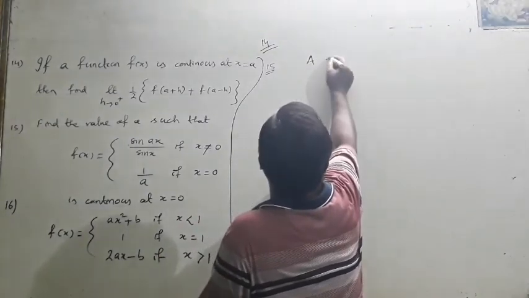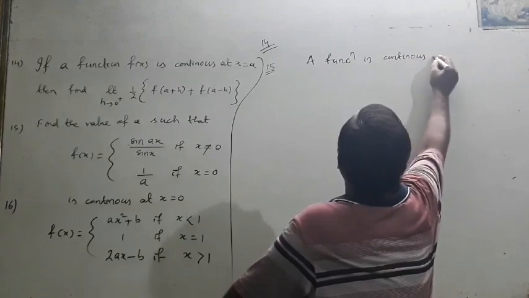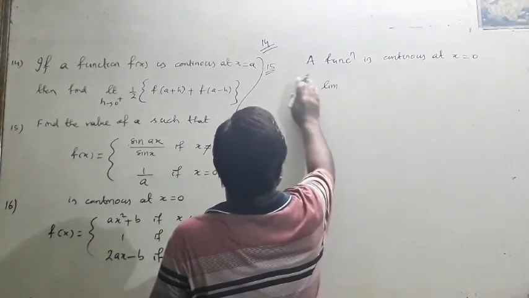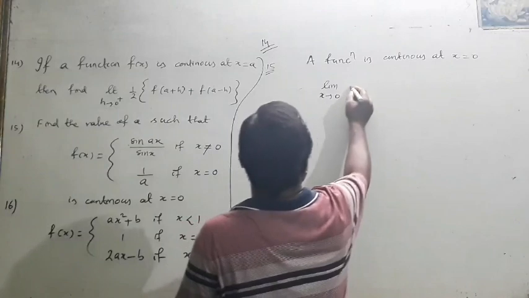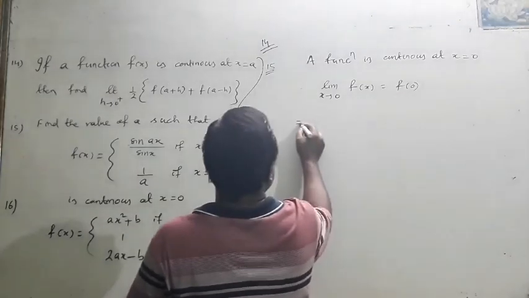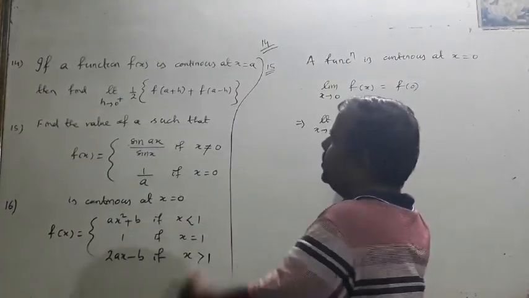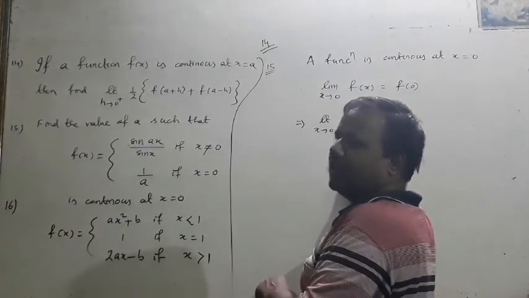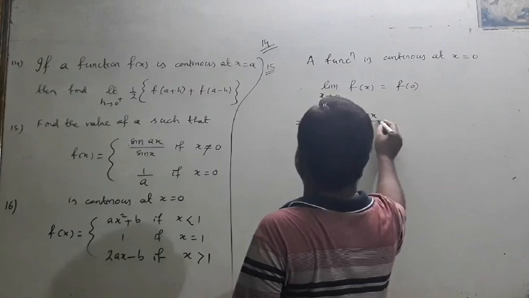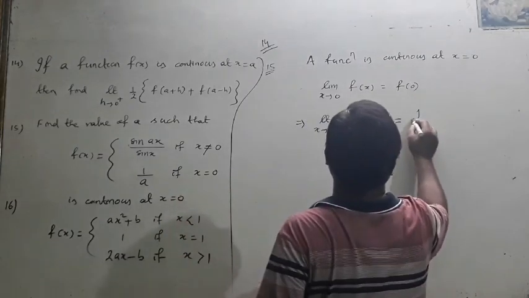A function is continuous at x is equal to 0 if limit x tends to 0 of f(x) is equal to f(0). Why are we applying this formula? Definition 2, because no bracket, no modulus, no less or greater condition is here. So we will directly apply this: limit sin ax by sin x is equal to f(0). What is f(0)? It is 1 by a.